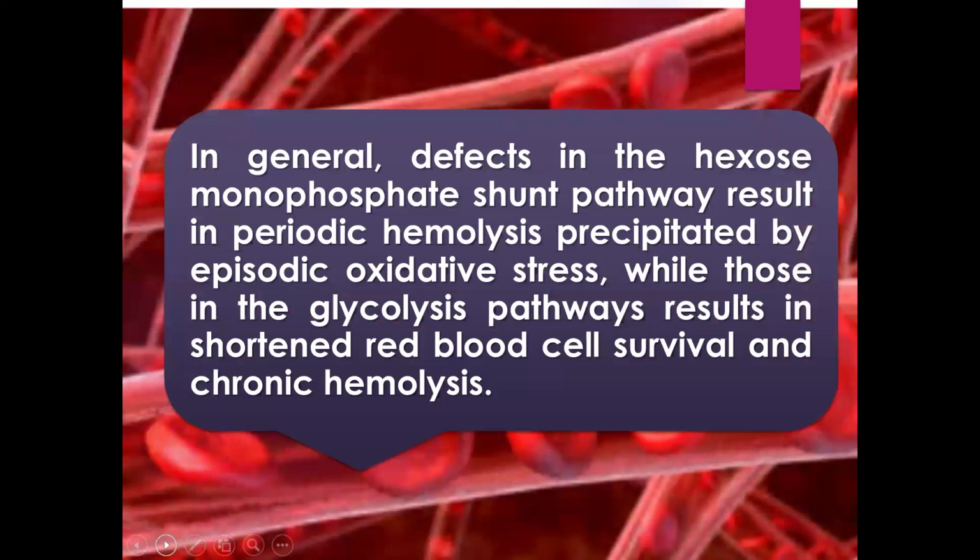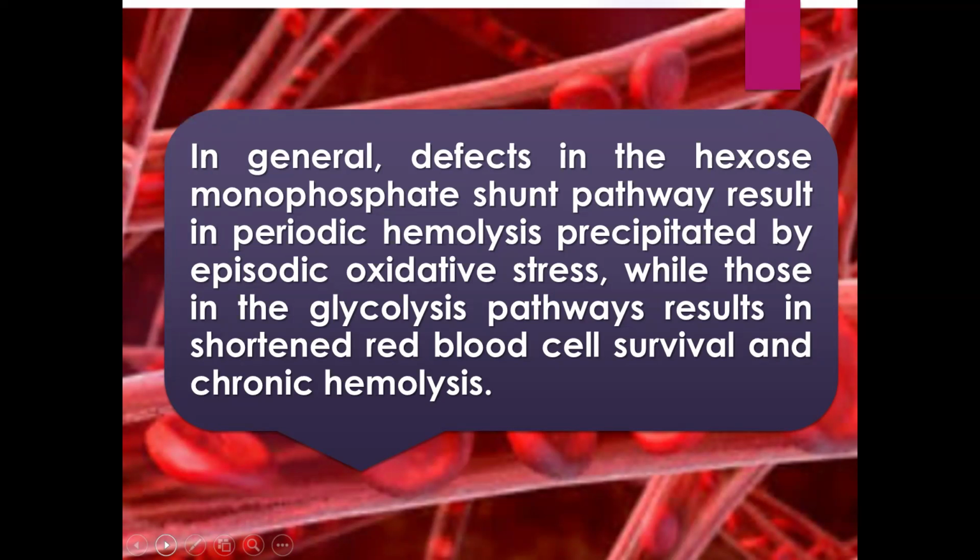In general, defects in the hexose monophosphate shunt pathway result in a periodic hemolysis that is precipitated by episodic oxidative stress, while those in the glycolysis pathways result in shortened red blood cell survival and chronic hemolysis. So, like we explained, for any reason that the ATP is no longer being converted because of enzyme-related issues, the red blood cell will die very quickly and will hemolyze immediately. The body will hemolyze it immediately.